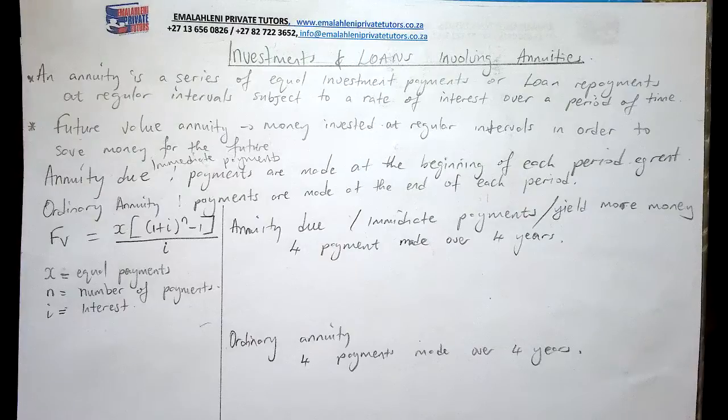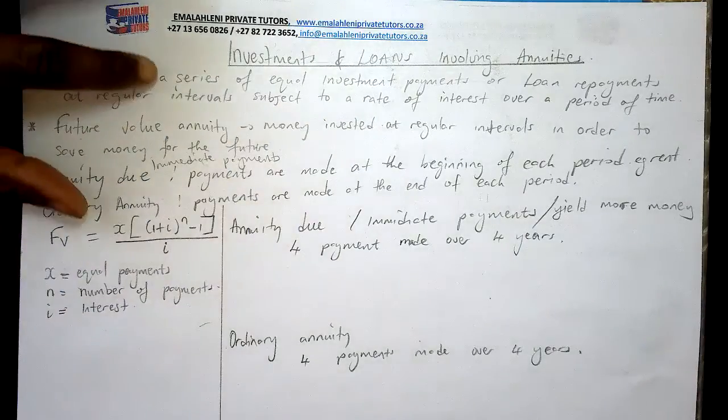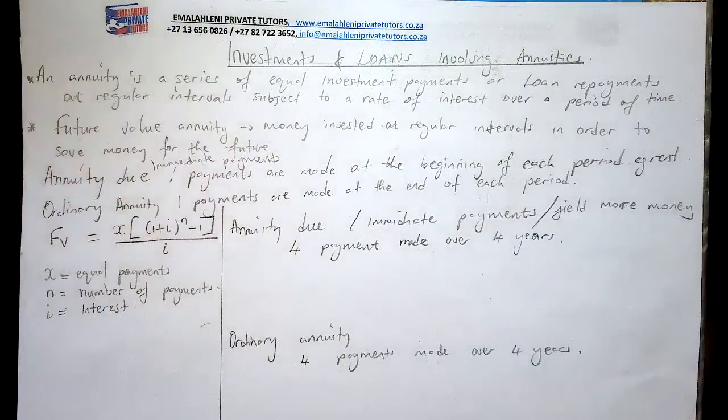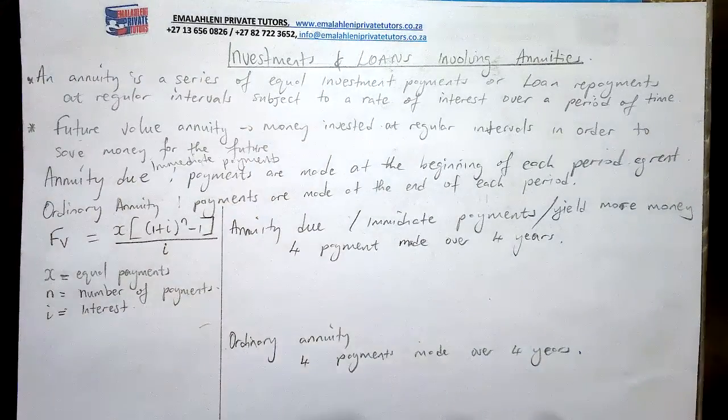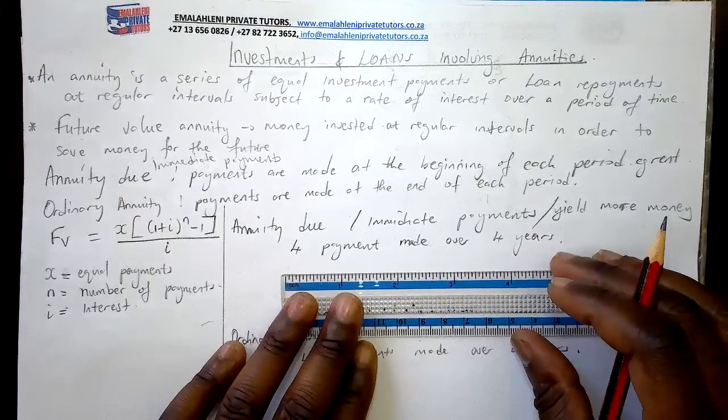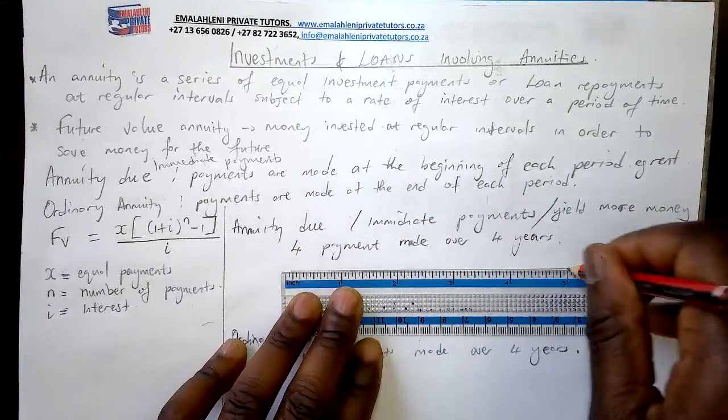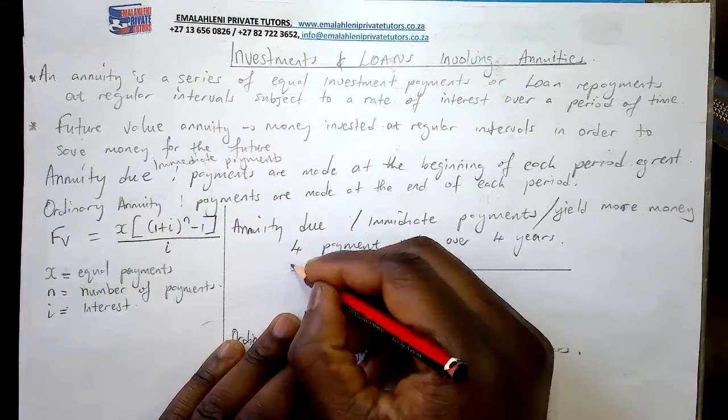Okay. Now let's check here. Annuity due, or immediate payments, yield more money. Now I want to know how come. Now let's say you are making payments, 4 payments made over 4 years. So I'm just going to draw a timeline here, and the timeline consists of 4 payments.